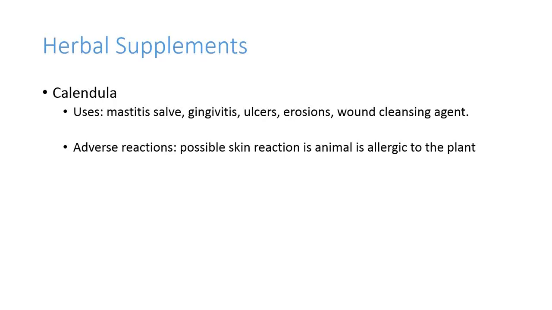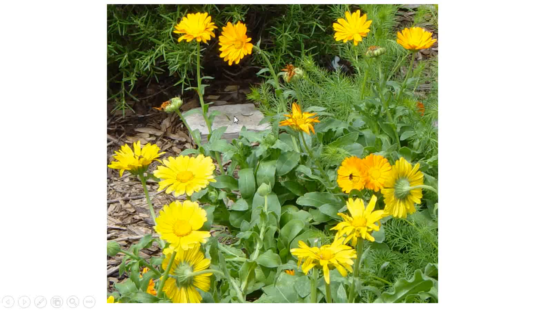Calendula can be used as a mastitis salve in cattle and dogs. You can treat gingivitis, you can treat oral conditions in dogs with this. It's a wound cleansing agent, with the exception of allergies to the plant, but for gingivitis, epulis, things like this, it can be used topically. There it is, kind of a pretty plant.